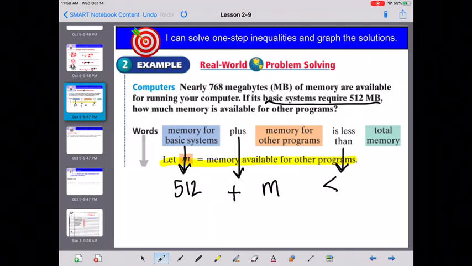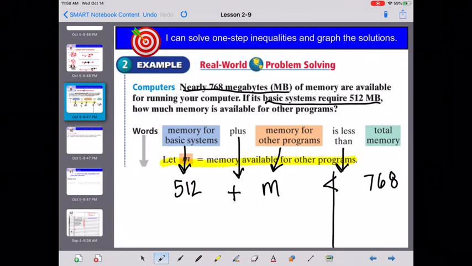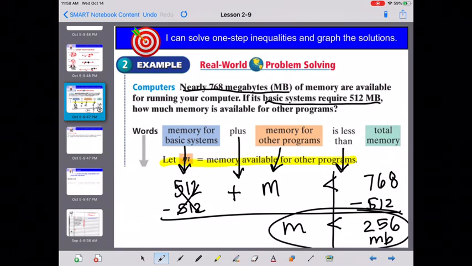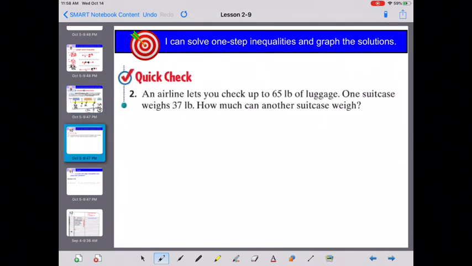Is less than the total memory. The total memory is 768 megabytes. Then you're asked to solve in order to figure out the value for M. To solve, you draw a line down the inequality. I subtract 512 from both sides. M is less than 256 megabytes. And then you could graph that answer on a number line.